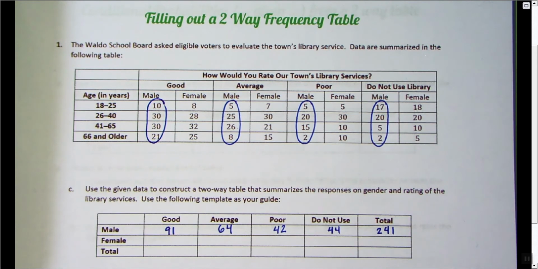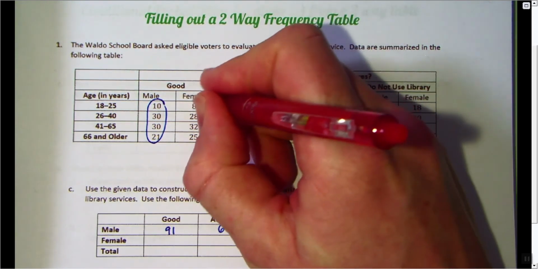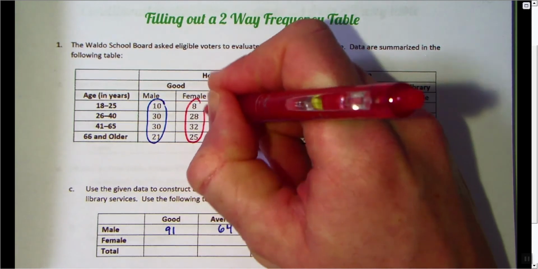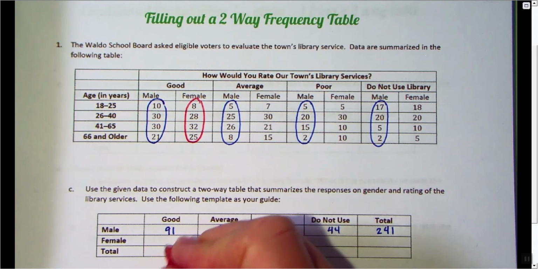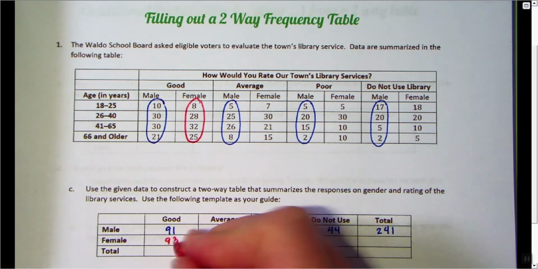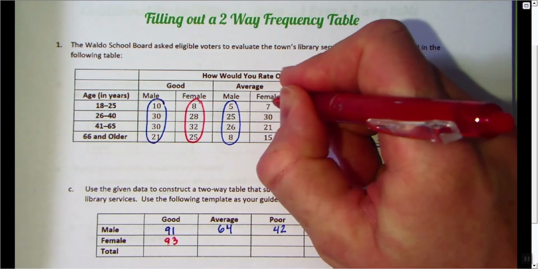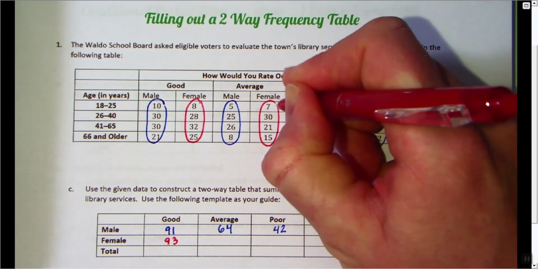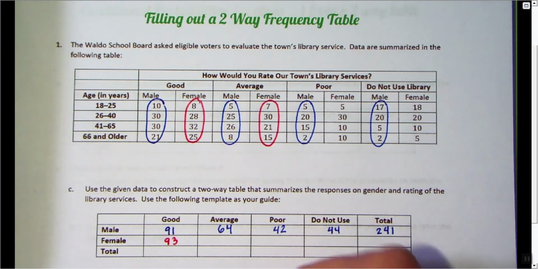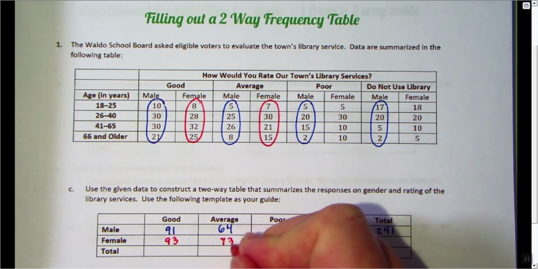I can also add up all of these numbers as well, but that's how many males responded to my survey. Similarly, I can figure out what number should go here by how many females rated it good. So I add up all of these numbers. If I add those numbers, I get the number 93. If I look for this cell right here, are all the females who rated average. That's adding up all of these numbers. If I add up those numbers, I get the number 73.